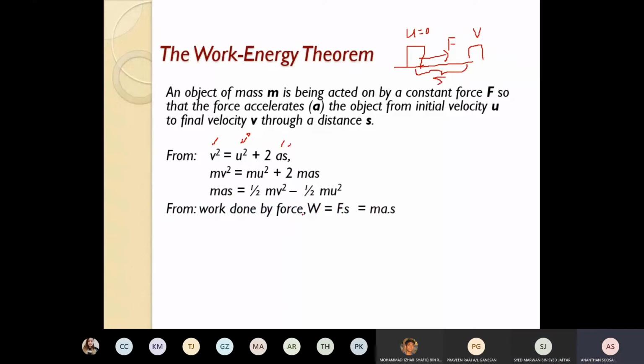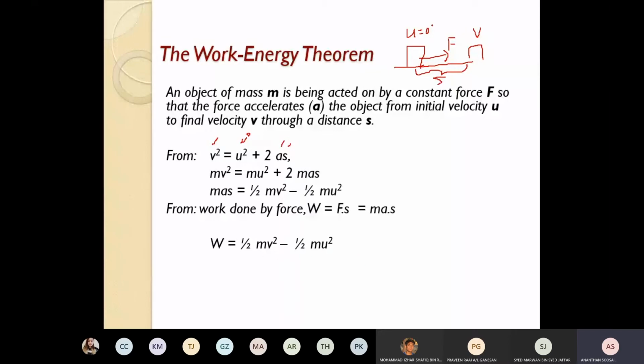From work done by a force, Fs is mas, right? Fs is mas. So mas is actually the work done. The work done is converted to, in this case, purely kinetic energy. So this is the kinetic energy formula they found. Work done is converted to gain in kinetic energy. No potential energy here because we slide it on a horizontal surface. So the mechanical energy gain is just kinetic energy. So the work done is actually the change in its kinetic energy.